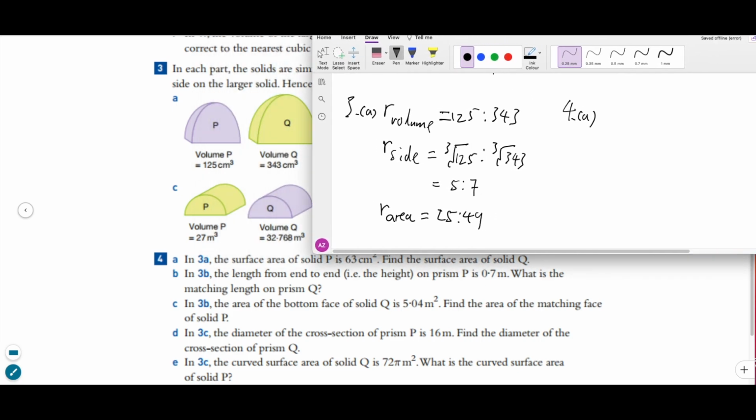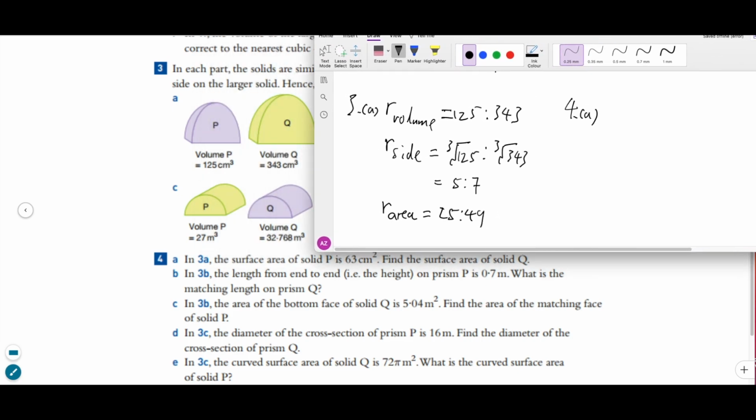So that means the smaller one is 63. Find the surface area of solid Q. Okay, so we know that the ratio of the areas is 25 to 49, as indicated here, right? So then we know that the surface area of P is 63, so the smaller one is 63. What should Q be? Basically, right? So just use the cross method.